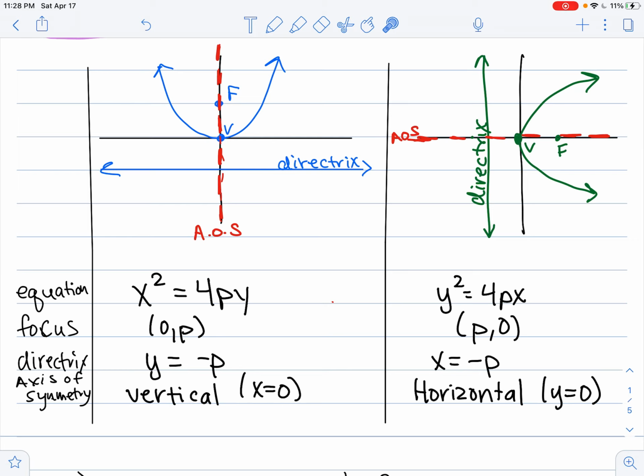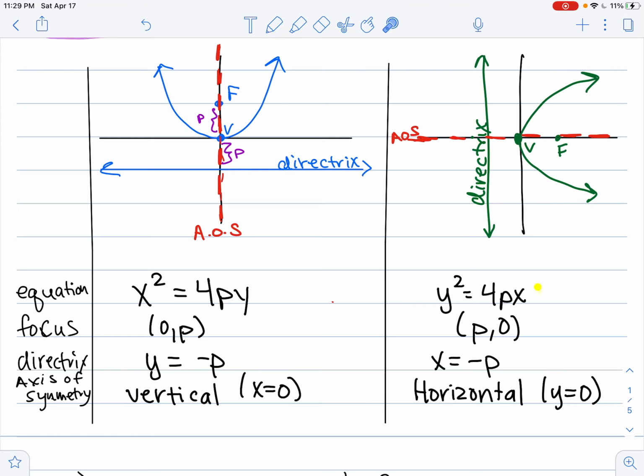So here's the deal. The general equation, in vertex form, for a vertical parabola is x squared equals 4py. Keep in mind that p is the distance between the focus and the vertex. This is p. It's also the distance between the vertex and the directrix. Okay?